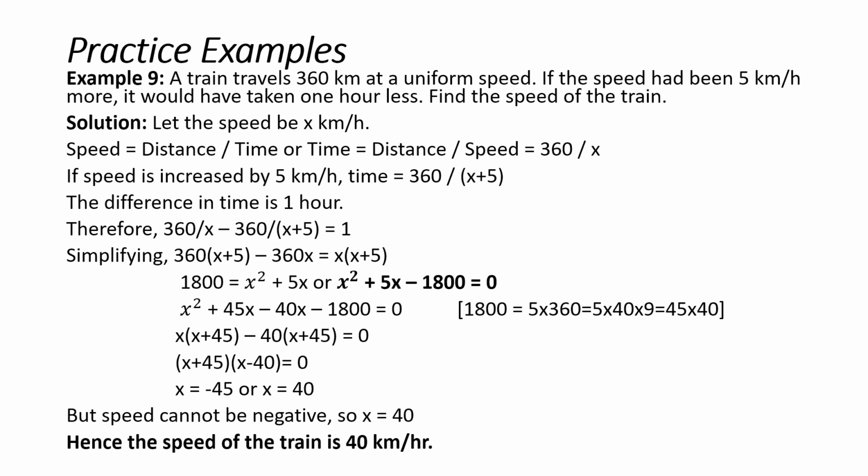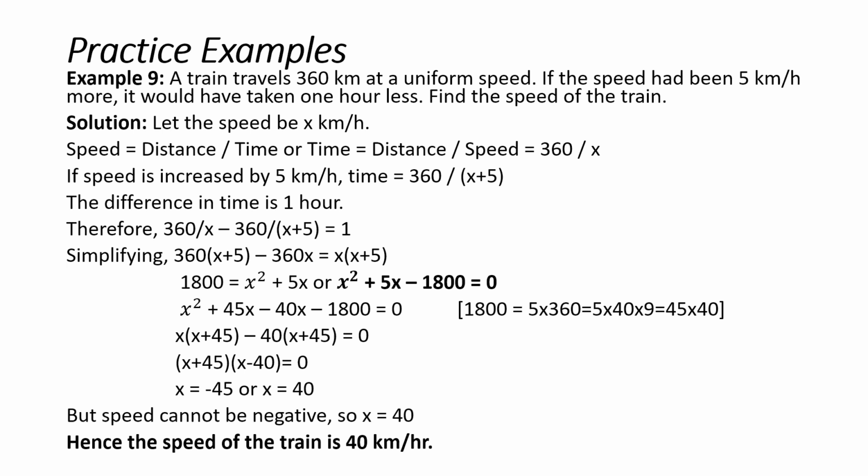Now if speed is increased by 5 kilometers per hour, the distance will remain the same, 360, but the speed will become x plus 5. So time is equal to 360 upon x plus 5 if the speed is increased. So we have both the times. And it is also given that the difference in time is 1 hour.